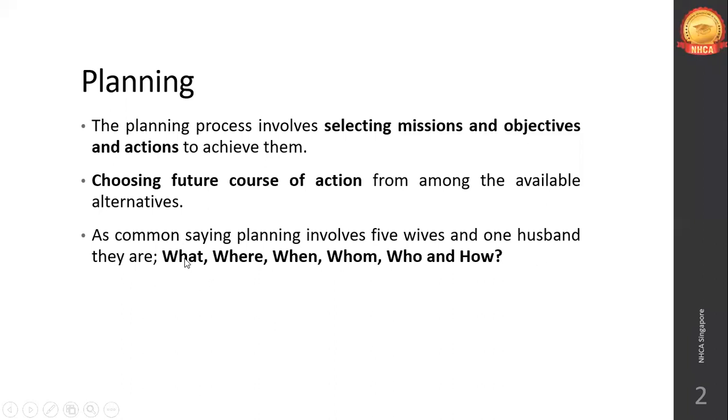What is to be done? Where it has to be done, the place where your plan should be executed. When, within what time, or when it should start and by when it should end. Whom, to whom you will be reporting the progress of the plan. Who, who are the subordinates in this plan, whom you will be ordering your procedures. And how, what is the methodology you are going to use in this particular course of action to achieve the objectives that you want to achieve through this plan.